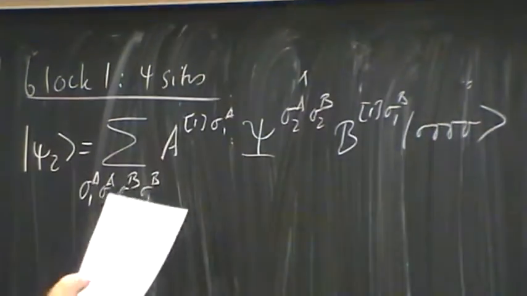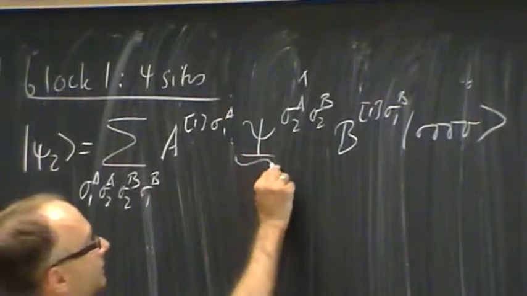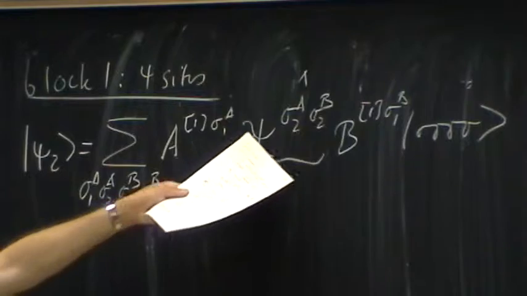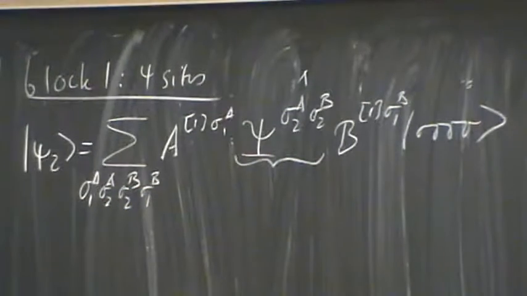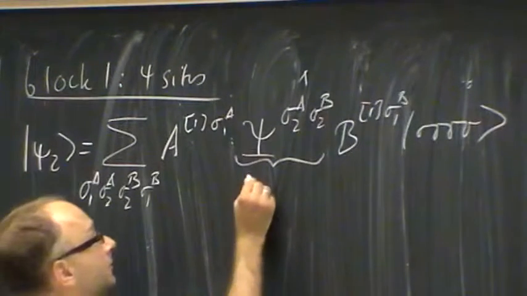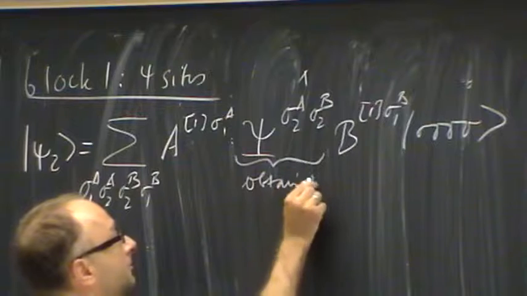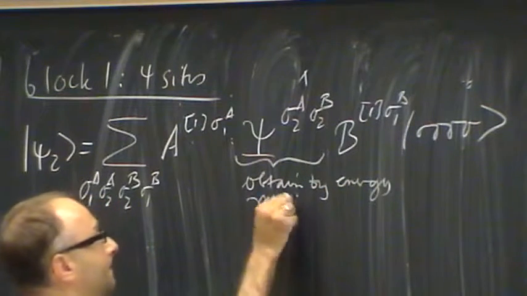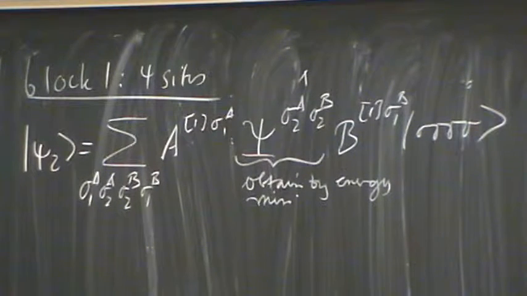So this guy here can be interpreted as a matrix. It just has to match the matrix dimensions of A and B to be multiplied into the whole thing, and I obtain it again by energy minimization. This is just like in standard DMRG. Okay, and now I think you know what the procedure will be like.